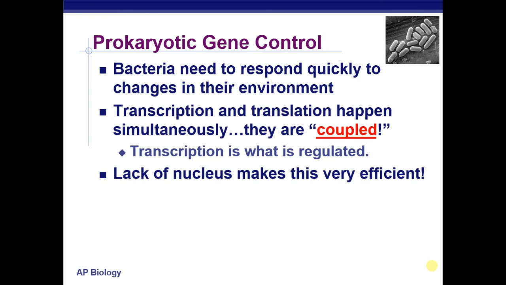So just like any other organism, bacteria need to respond quickly to changes in their environments, whether that's external environments or internal environments. In prokaryotes, since there is no mRNA processing, or post-transcriptional processing, transcription and translation happen at the same time, or simultaneously. So when prokaryotes regulate the expression of genes, that's mainly transcription that they're regulating.